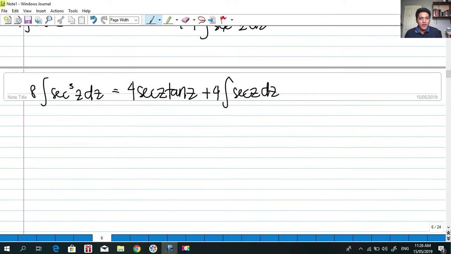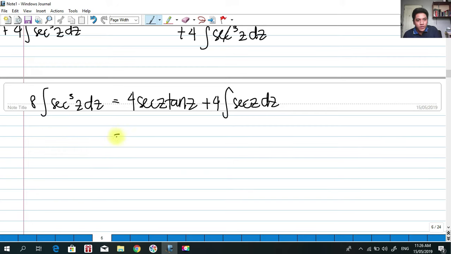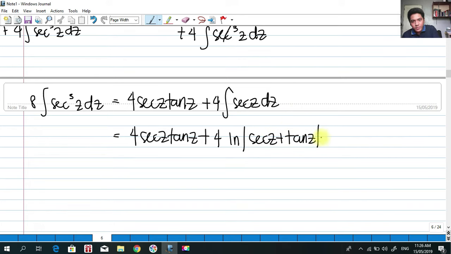Okay, and what are we going to do? 4 secant of z tangent of z. Can we integrate this secant? What is the integral of the secant? The integral of secant is actually ln of secant of z plus tangent of z plus c. And as you can see here, the right side is equivalent to 8 secant cube z dz.